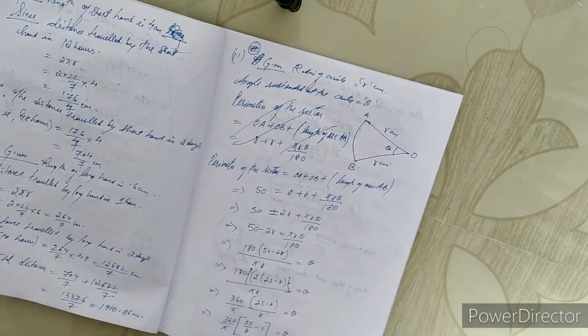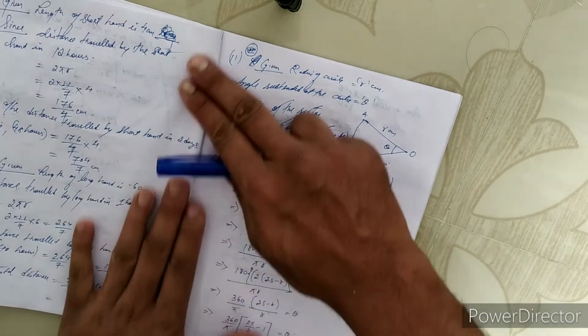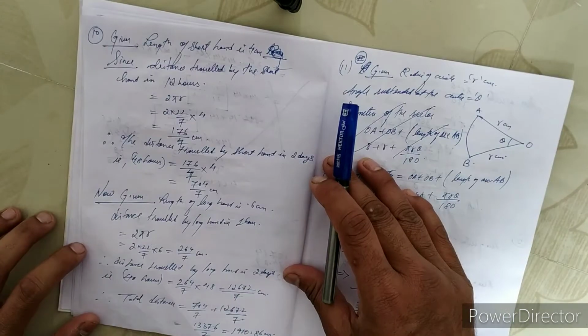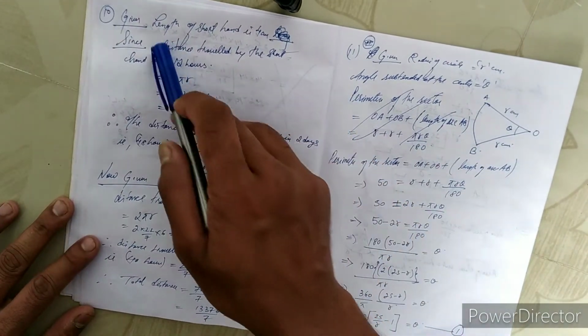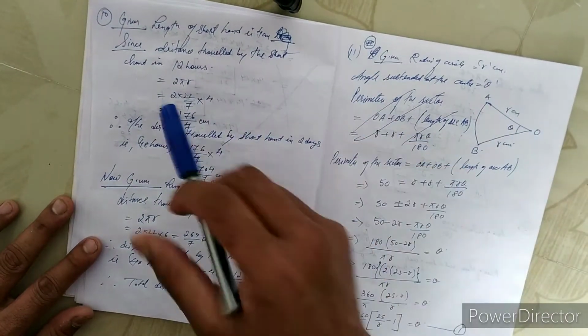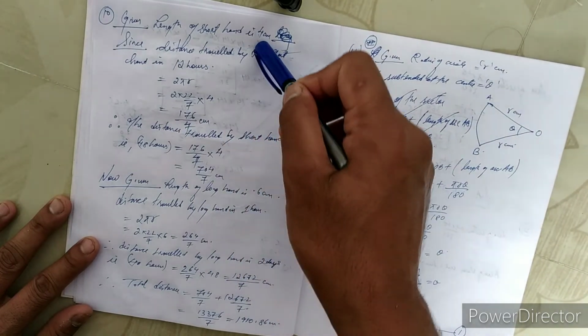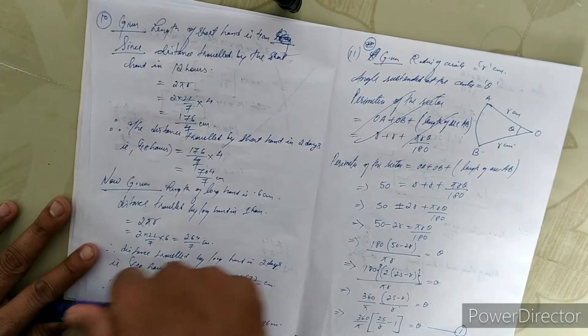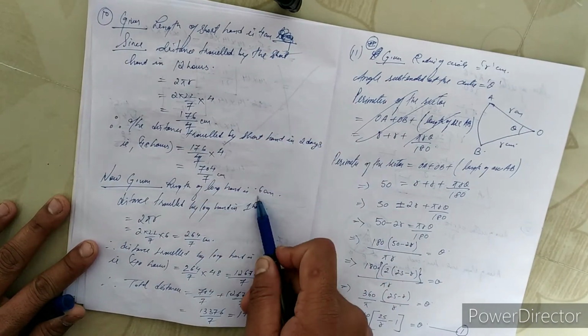Now in question number 10, question 9 I think I have already done. In question number 10, you can have a check here. I'll just explain in brief. The length of the short hand is given to be 4 centimeter, and the length of the long hand is given to be 6 centimeter. So we solve it for the short hand, then for the long hand.